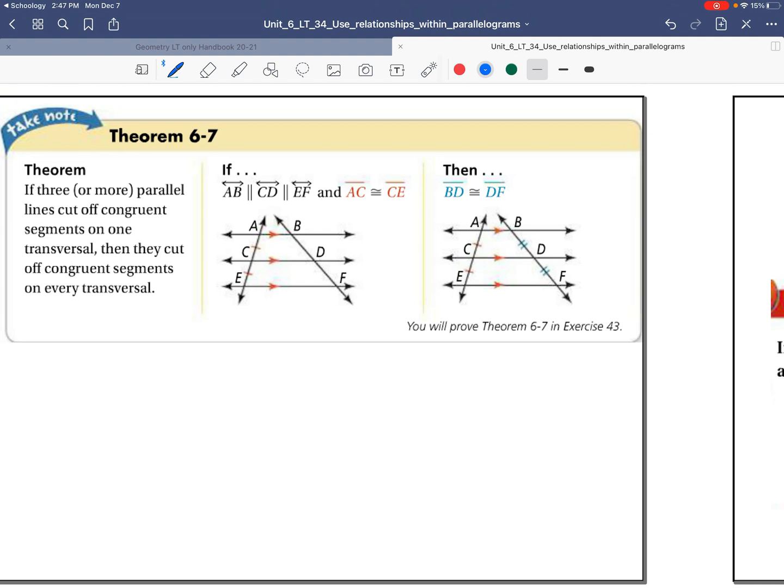Got another theorem here. If 3 or more parallel lines cut off congruent segments, so meaning this segment's congruent to this one, then they will cut off congruent segments on every transversal of those 3 parallel lines. So it will cut off congruent segments here and here. You can see that in the notation here. It does not mean that BD is congruent to AC. It just means that BD is congruent to DF, like AC was congruent to CE.